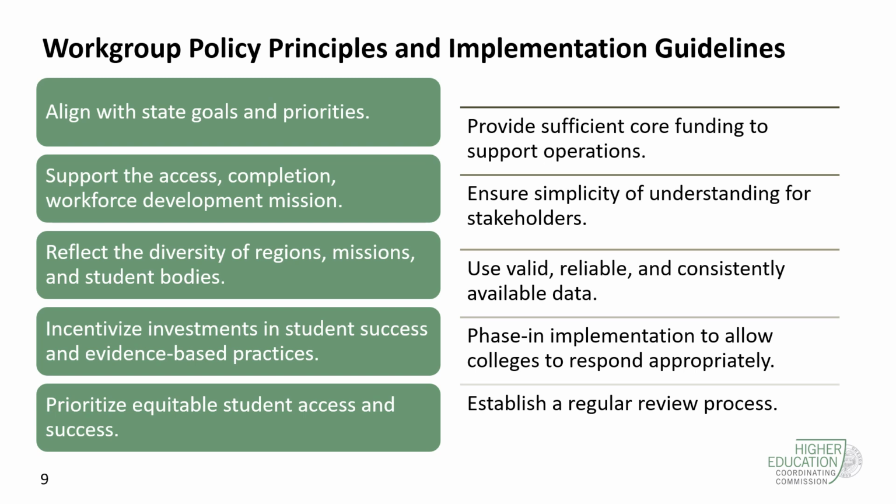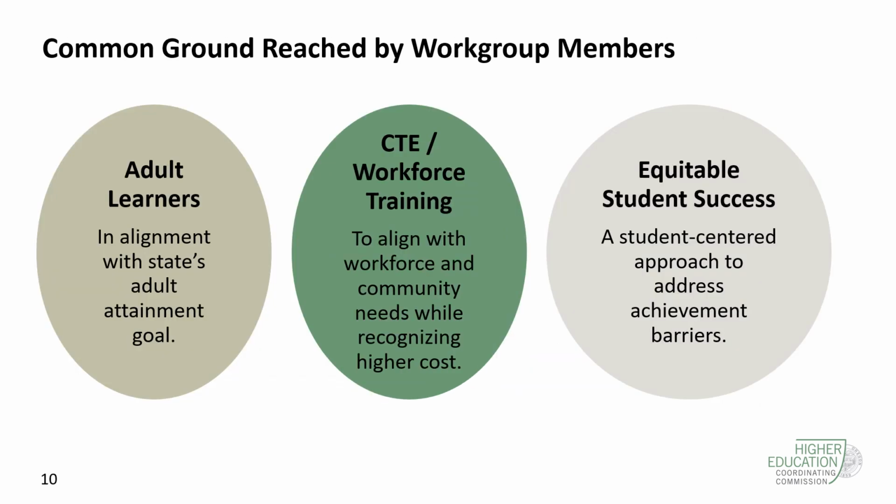We don't want to wait another 10 years, as an example, before we look at this formula yet again. And we really do want it to align with state goals and community-based priorities. So how do we accomplish that? So these principles and guidelines were a useful tool to help guide the work group's decision-making process. The work group reached common ground really around 3 populations.